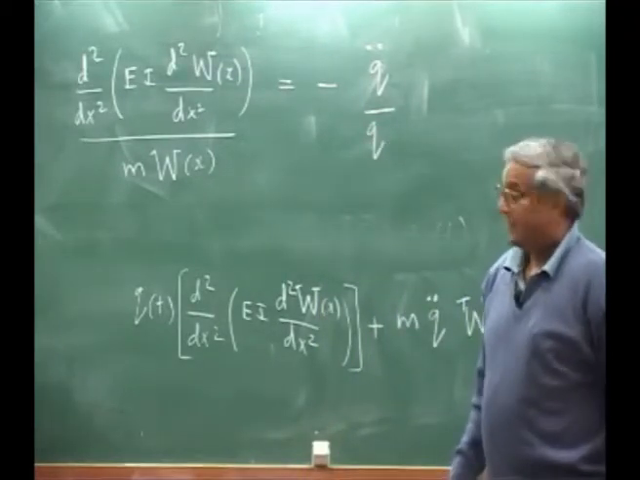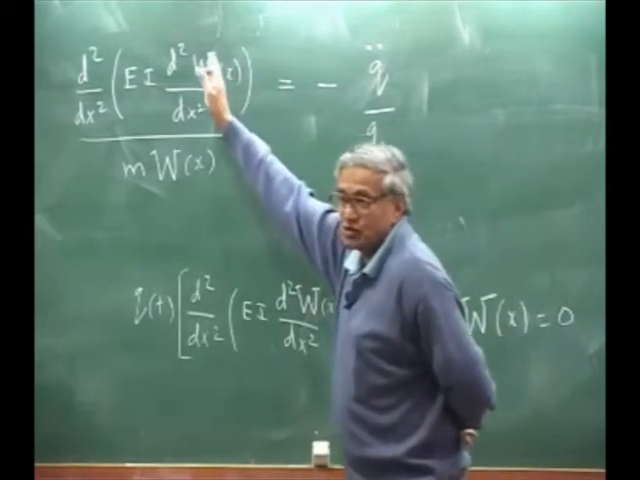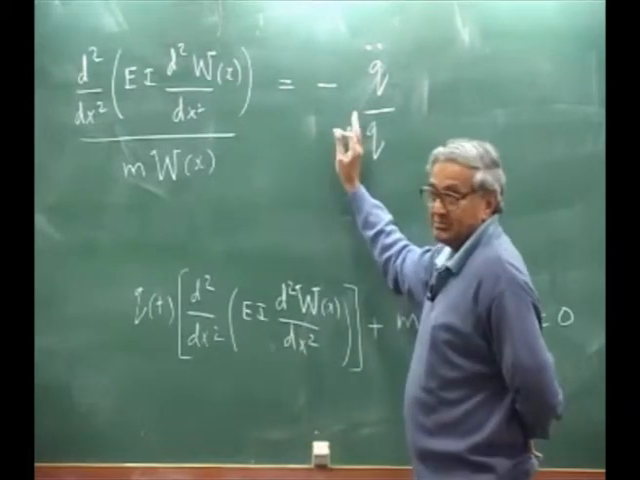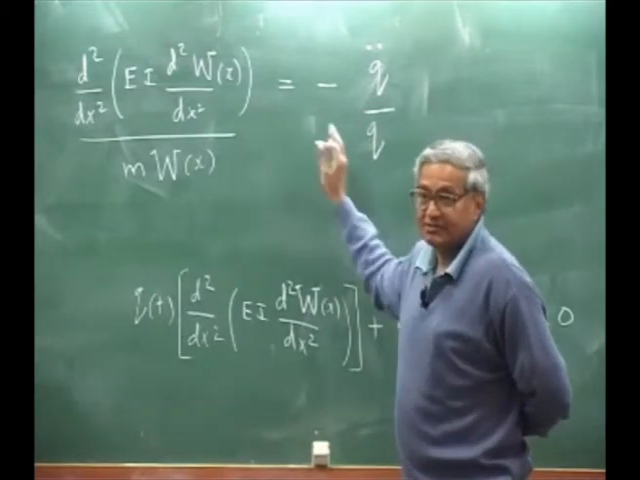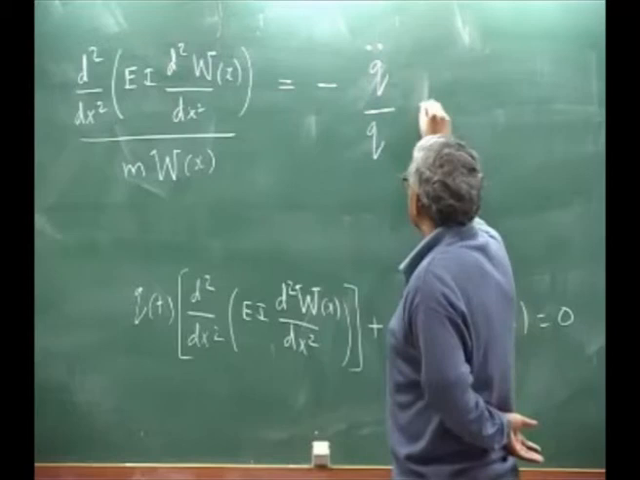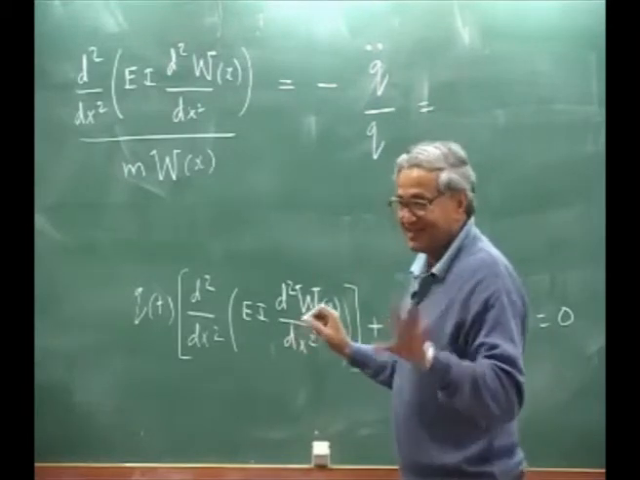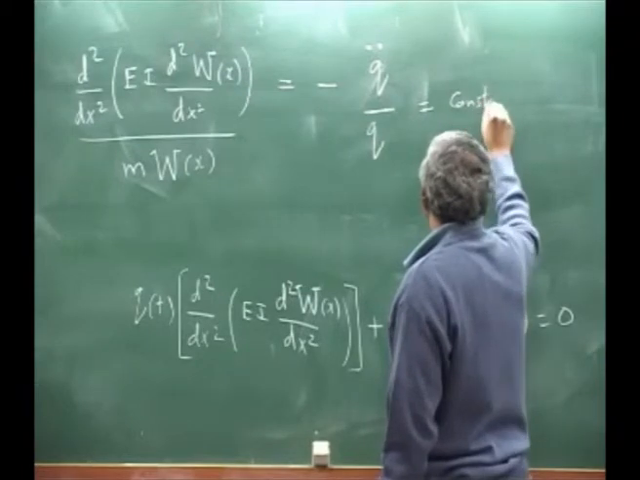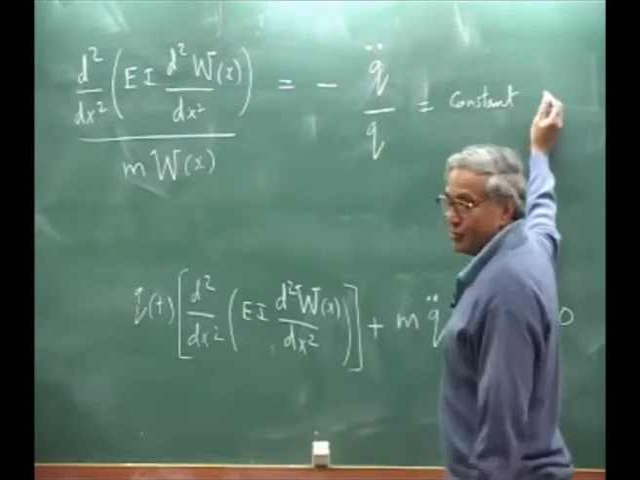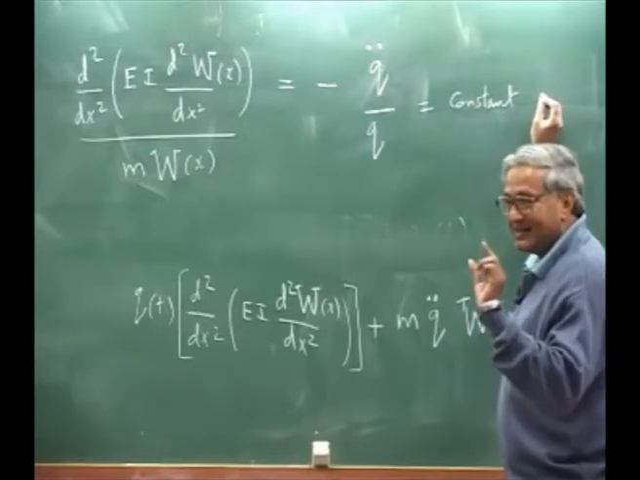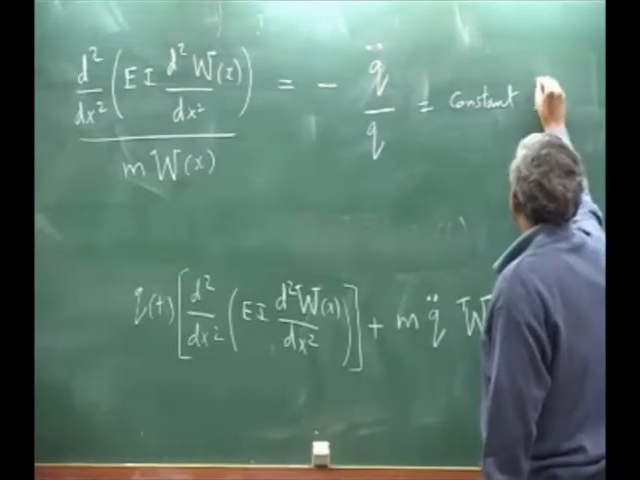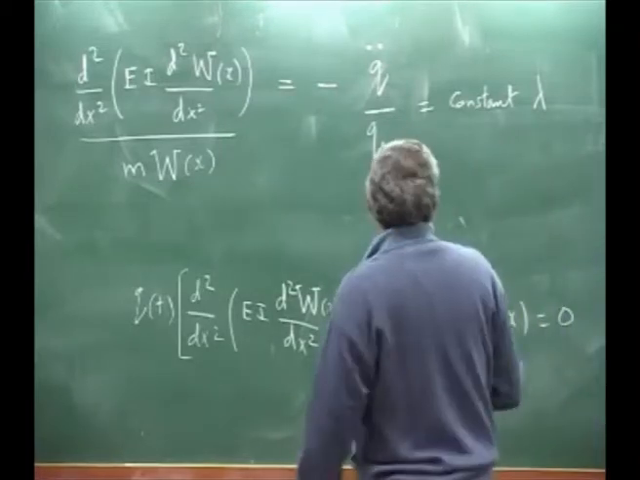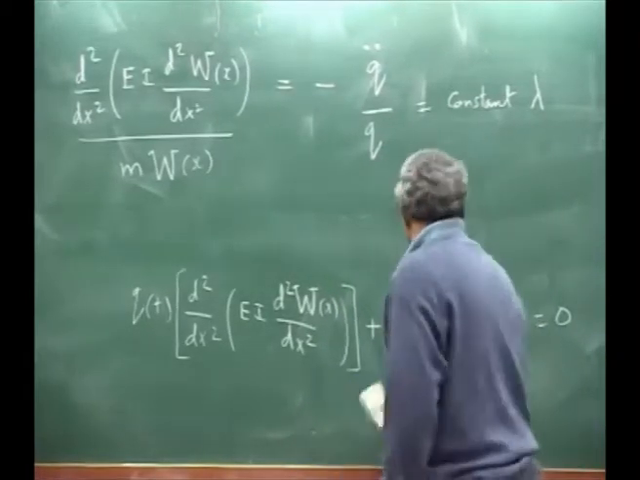Okay, now you see this is totally space, this is totally time. If these two are equal to each other, it should be equal to some constant. So I will write constant, and I am going to use as the constant, lambda, constant lambda. Okay.